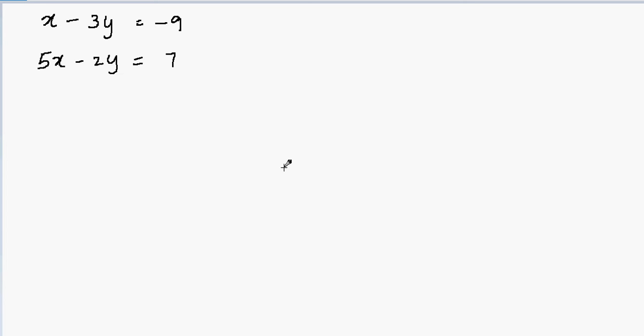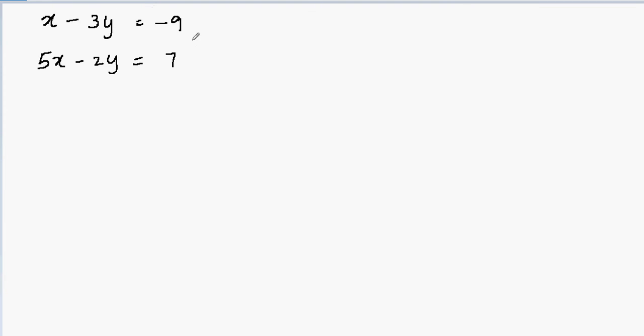Hi, in this video we'll learn how to solve system of linear equations by substitution method. So we have two equations here, and what do you notice here? The coefficient of x is 1. So substitution method will be the best method to solve the system of equations, because whenever you have a variable whose coefficient is 1 or -1, you use the substitution method. So remember that. So here the coefficient of x is 1. So we'll use the substitution method here.